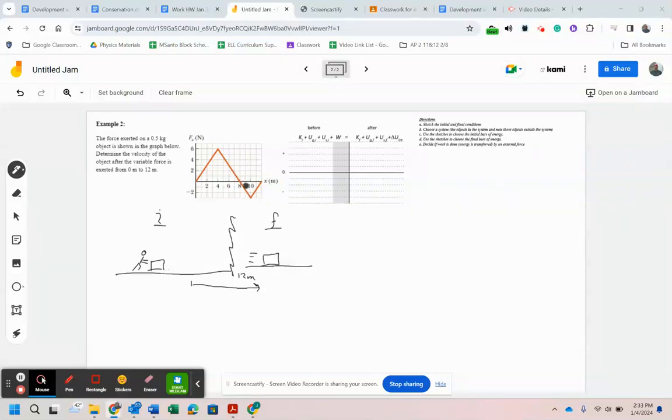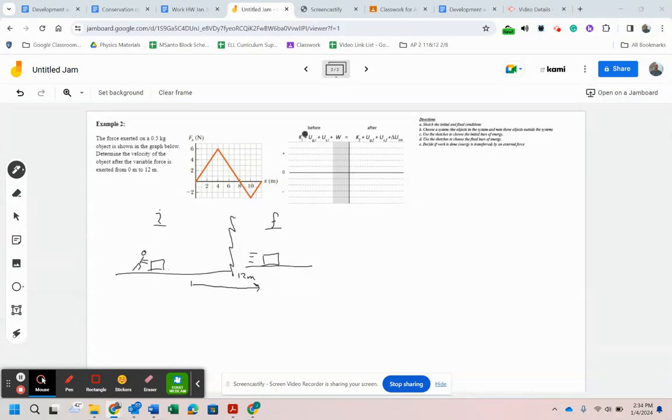Okay. For example number 2, we have a force exerted on a half a kilogram object as shown in the graph above. Determine the velocity of the object after the variable force is exerted from 0 meters to 12 meters. All right, so I just chose a small box with a relatively small person pushing it. At the end, we have the box moving.